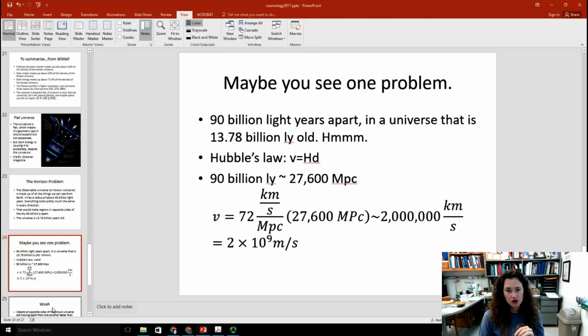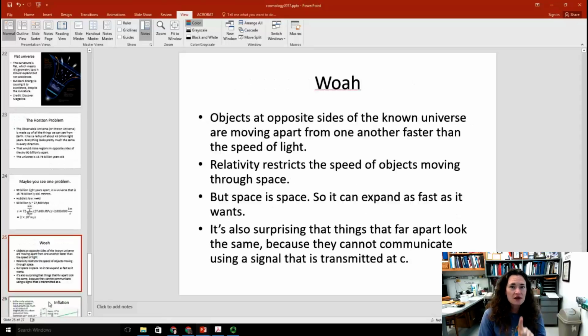So we'll put that in for our distance d, and then we'll multiply that times our Hubble constant, which is 72 kilometers per second per megaparsec. And if we do that, then we get 2 million kilometers per second for the recessional speed, which is 2 times 10 to the 9th meters per second. And the speed of light is 3 times 10 to the 8th meters per second. Whoa. So, what that means is that objects at opposite sides of the known universe are moving apart from one another faster than the speed of light.